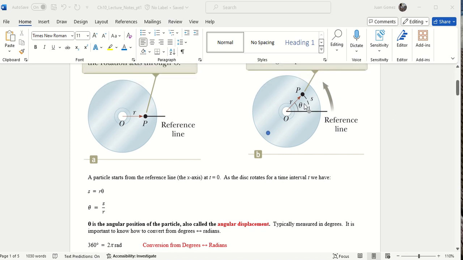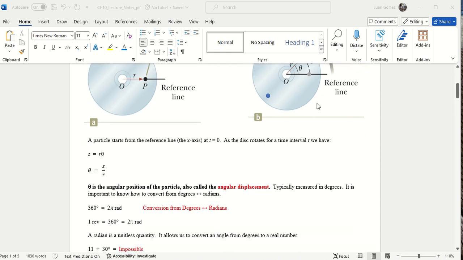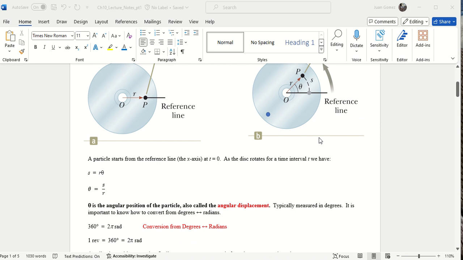In other words, in a certain time t, it starts at t equal to 0, right here at the reference line. Then after a certain amount of time t, the disk begins to rotate. After a certain amount of time t, the point P has moved through an arc length of S, subtends an angle of theta, and it's at a distance of r from the rotation axis. And that theta is the angular position of the particle, called the angular displacement, theta, the angle.